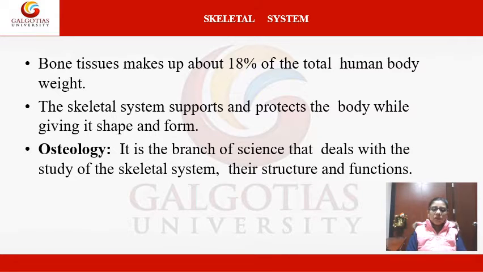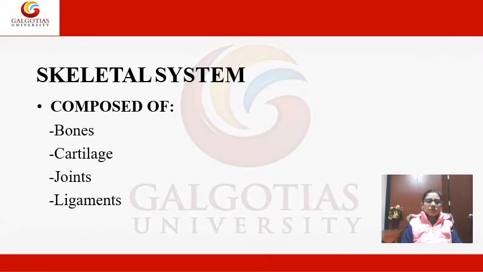Next is osteology. Here you can see suffix and prefix. The suffix is "-ology", which means study, whereas the word "osteo" is for bone. So we can say study of bone is known as osteology. It is the branch of science that deals with the study of the skeletal system, its structure and function. The skeletal system is composed of bones, cartilage, joints and ligaments.